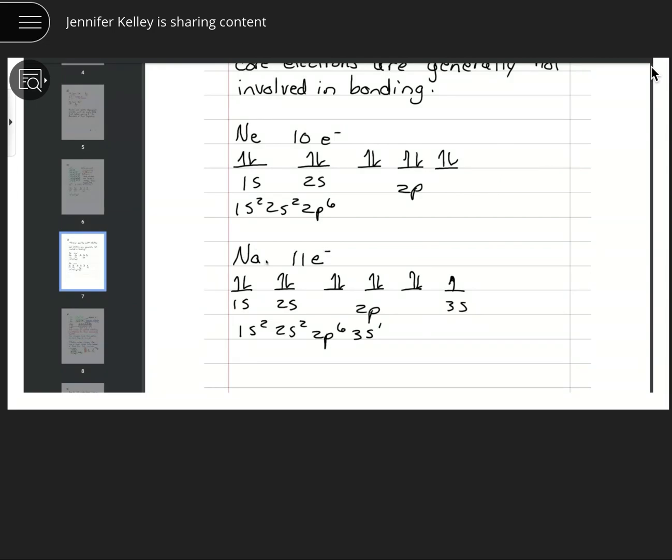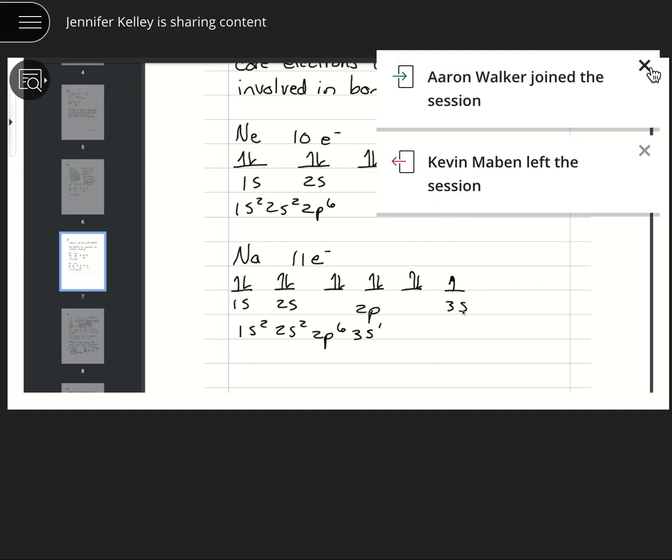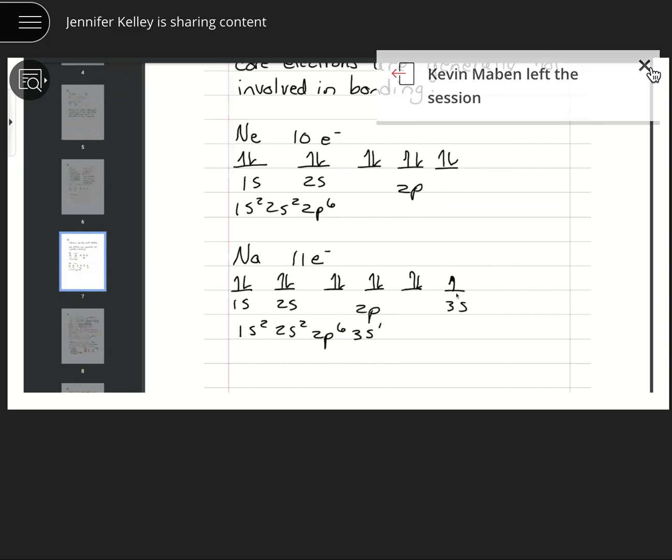All right, so sodium is 11 electrons. I'm not talking about sodium plus, it's just neutral sodium. It's atomic number 11. So I wrote out the orbital diagram, and because it has one more electron than neon, instead of stopping at 2p like neon did, I had to go to the next level, which is a 3s, and put that last electron in there.